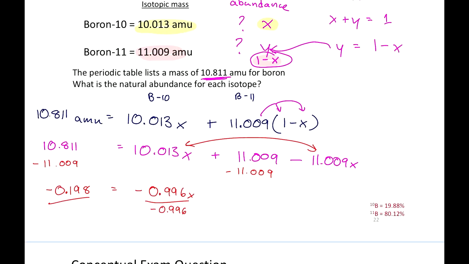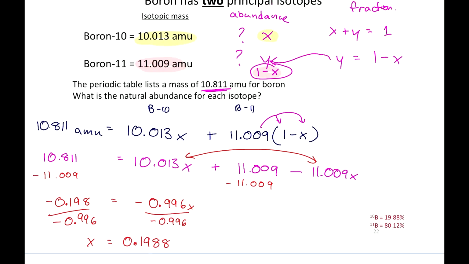And what kind of number comes out? A positive or a negative number? Positive, yes. It's a negative divided by a negative, right? So it does end up being positive. All right, and so what we get is that x equals 0.1988. Okay, so what does that mean?